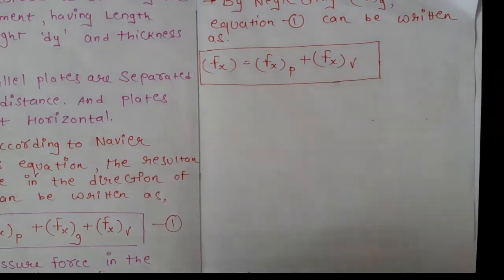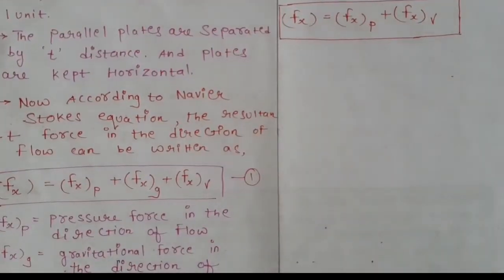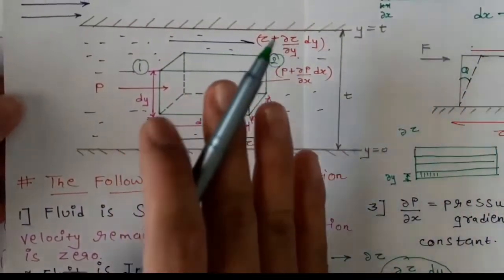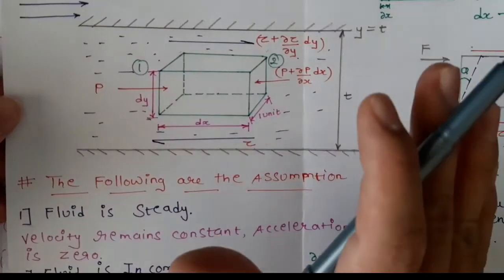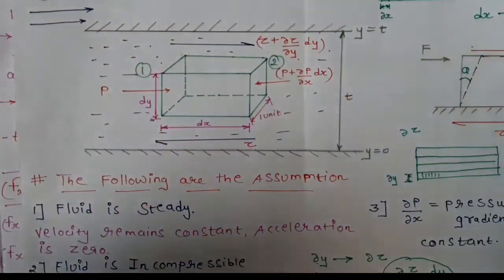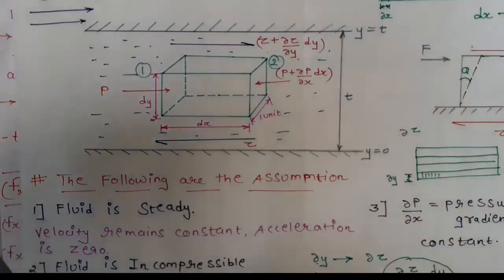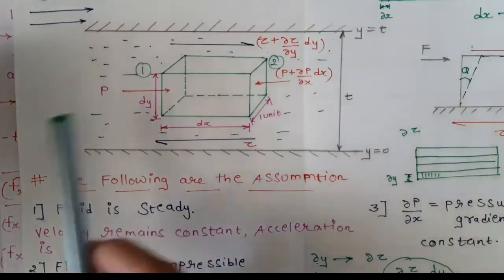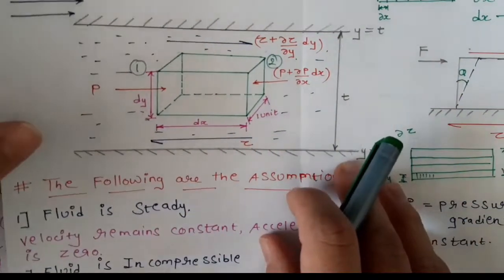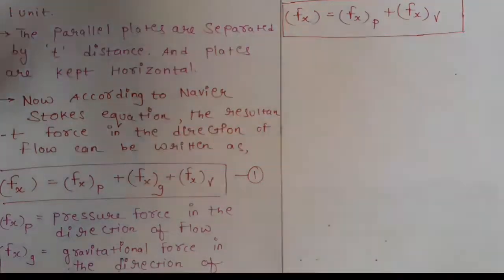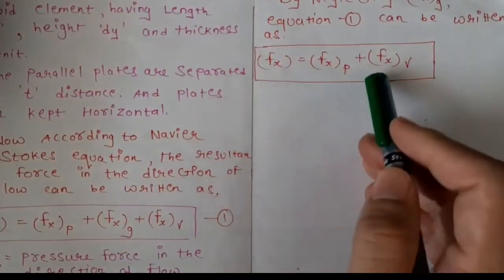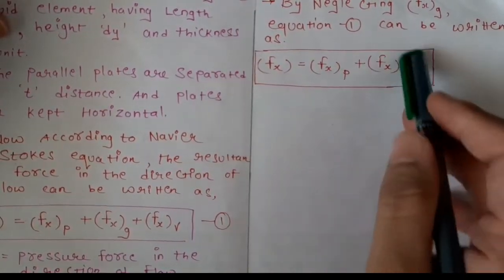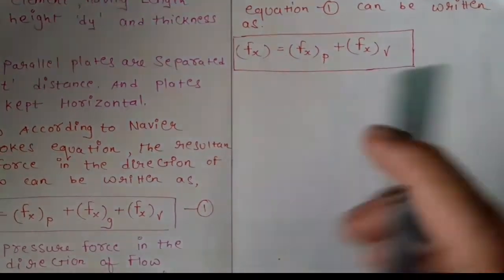Now why will we neglect this gravitational force? Because the plates are kept horizontal, and the fluid flowing between these plates is also horizontal. As we know, the gravitational force acts in the vertical direction, that is, vertically downward. So we can neglect the gravitational force because the plates are kept horizontal and the fluid is also flowing through the plates in the horizontal direction. By neglecting the gravitational force, we get Fx equals Fxp plus Fxv. From this equation we get a hint that we have to find the pressure force and the viscous force. So first we will see the pressure force.